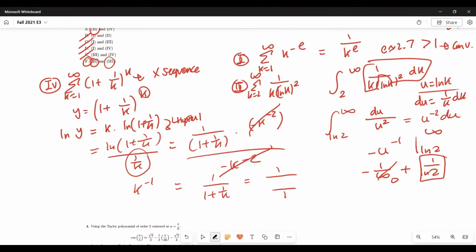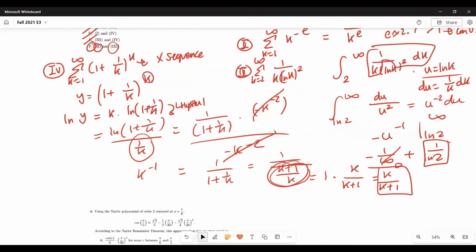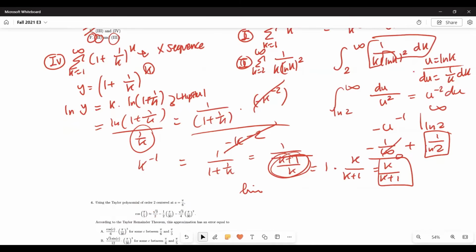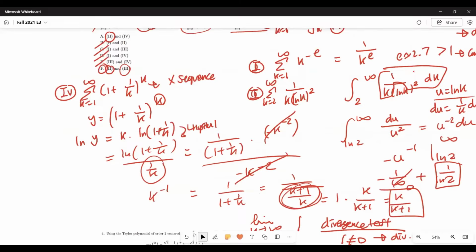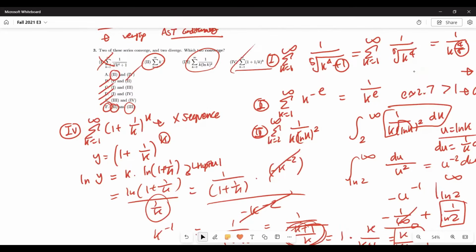This is 1 over (1 over k plus 1). So this is basically 1 multiplied by the reciprocal of this. Sorry, so this is going to be k over k plus 1. If you take the limit as k goes to infinity, this is 1. So by the divergence test, which we barely use, this 1 is not equal to 0. So that means it's diverging. So 4 is diverging. So the answer is F.